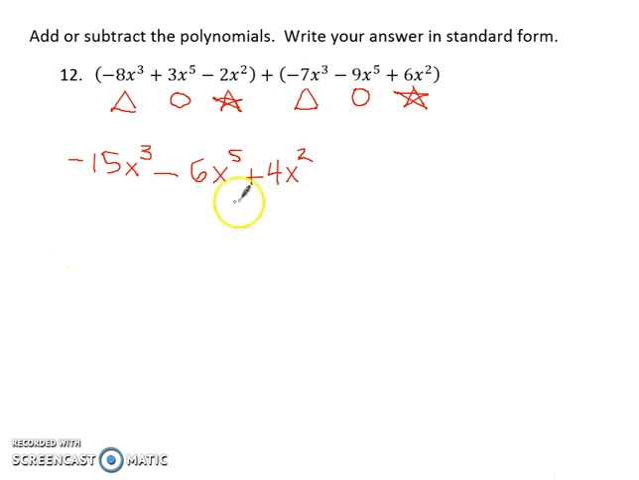So the only other thing I would want to do here is rewrite this in standard form, which means we start with the highest exponent and go down in a descending order.